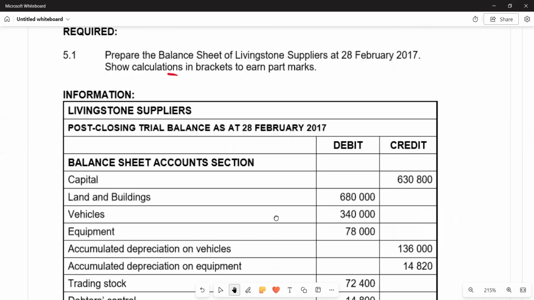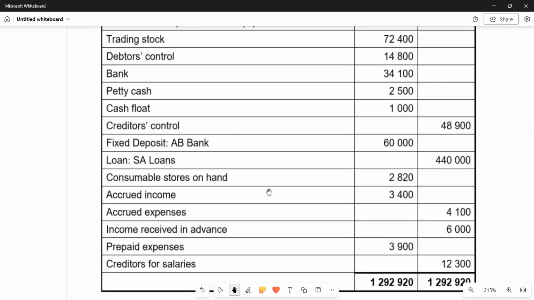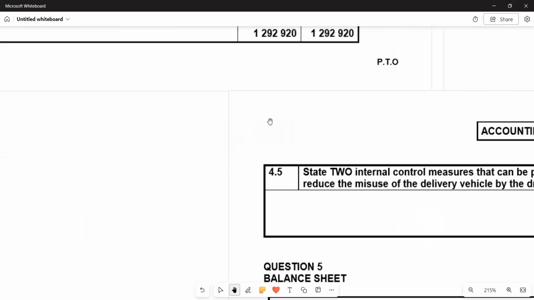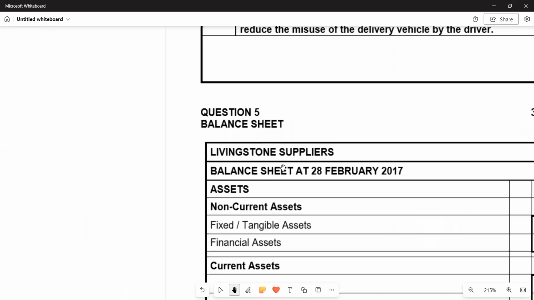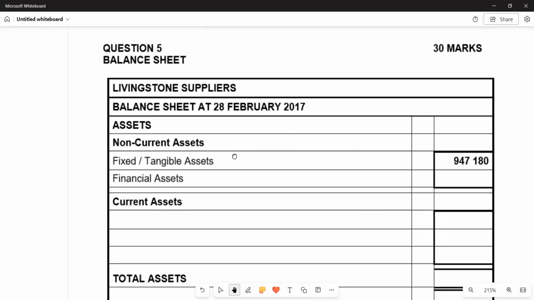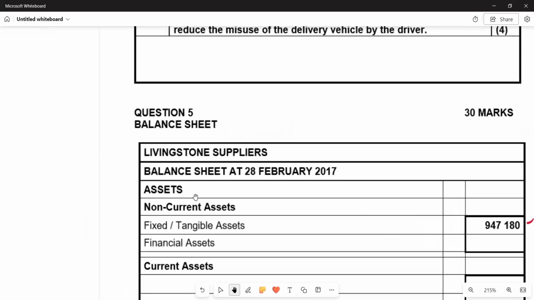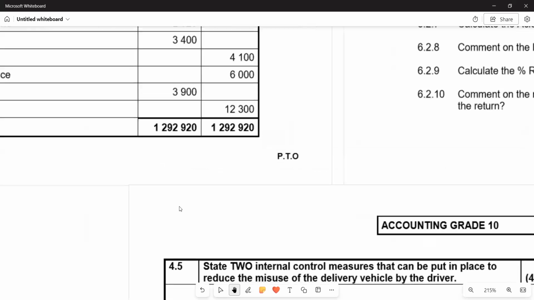If you go to our answer section, let's go through where we are given space to fill in the answer book. You'll see that this is going to be our balance sheet, and we've got our fixed tangible assets pre-entered as 947,180. And then we are now going to the financial assets. On the financial assets, we can go to the question and see what we have in terms of the financial assets.